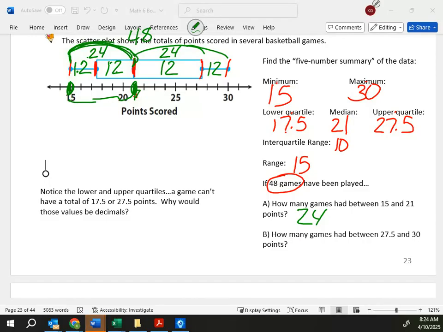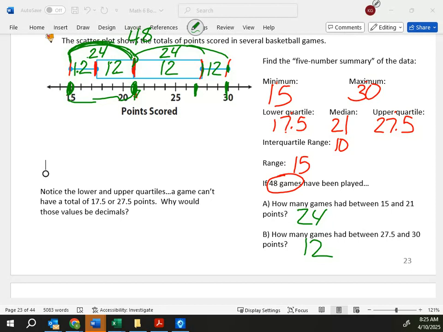So now how many games were between 27 and 30? Kylie? 12. Because 27 is from here to here, to 30 is here. There are 12 games that had scores in that range. So this is why it's important that we break it up into our 4 parts, figure out how many scores are in each of those 4 parts, so then when it tells us what range to look at, we can see what our numbers are.